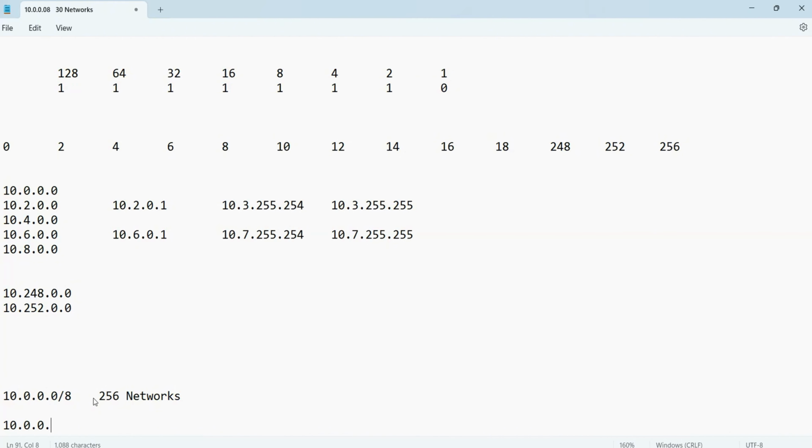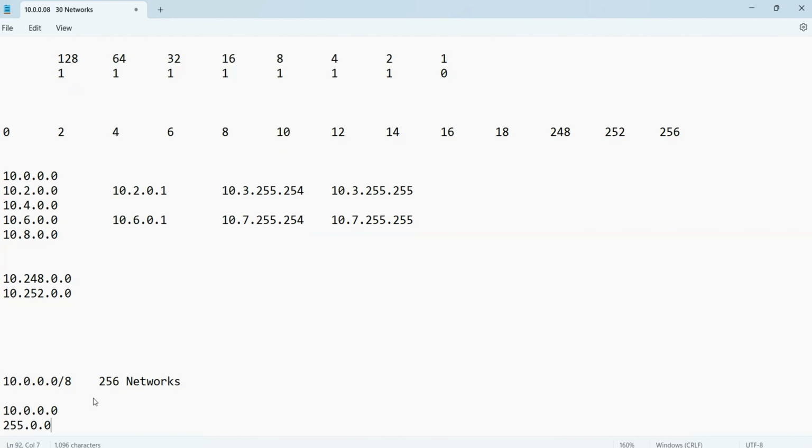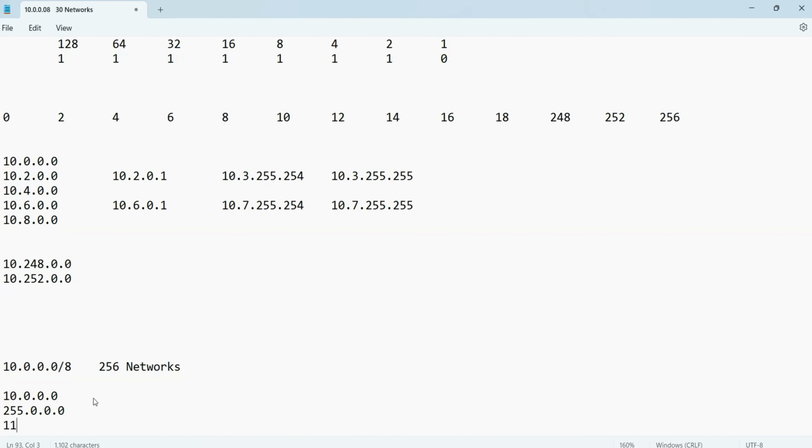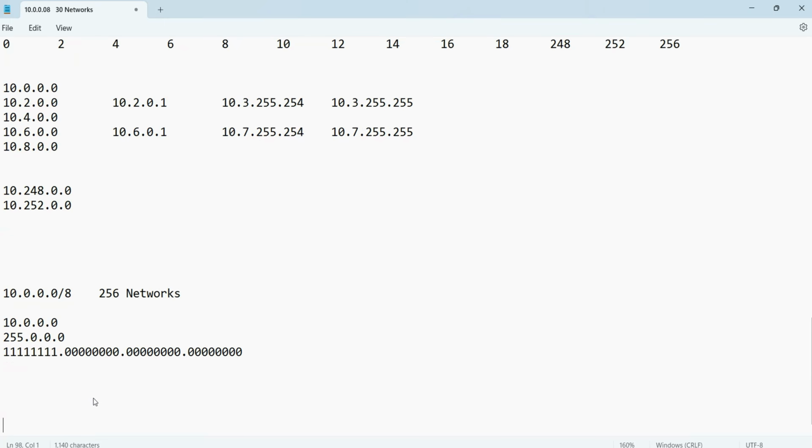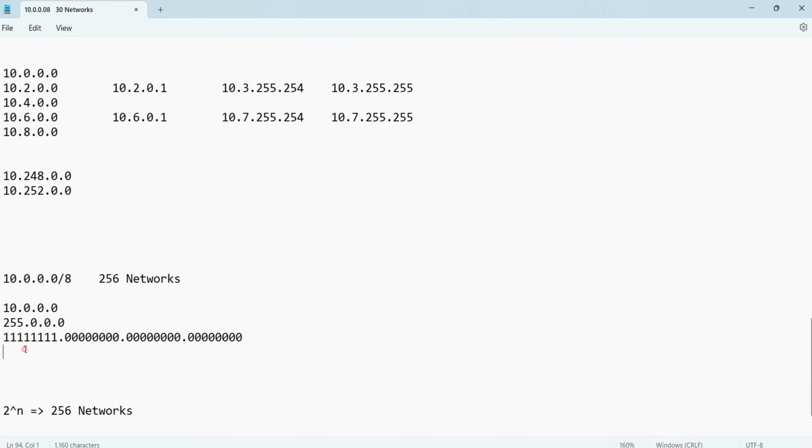Let's see how this works out for us, right? So 10.0.0.0, 255.0.0.0, and I put 1 through 8 for each octet. Okay, so how does this work? 2 to the power of n is equal or greater than what? 256 networks. I'm looking for 256. All right.